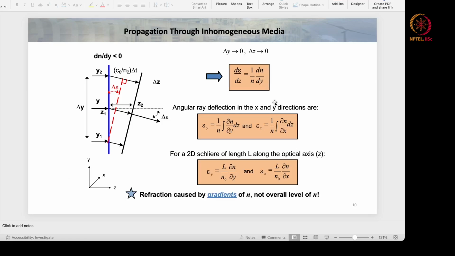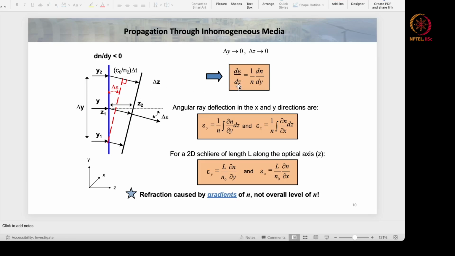Now, if we go to a limiting case where delta y goes to 0 and delta z goes to 0, the expression that we wrote earlier can be reduced to: the differential of epsilon with respect to z is given as 1 over n times dn by dy. So dn by dy is the rate of change, the spatial gradient of the refractive index, divided by n, and this is the corresponding change in the tilt with respect to z.